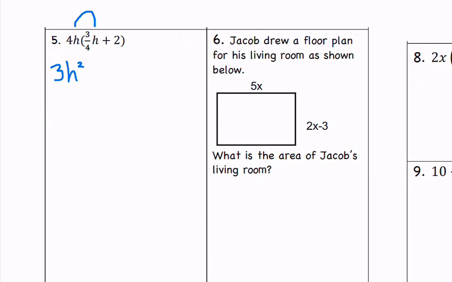Okay, now I'm going to take this 4h and multiply it by 2. 4h times 2 is a positive 8h. And I have to stop there because this is h squared and this is regular h's. So those are not alike. I can't combine them.